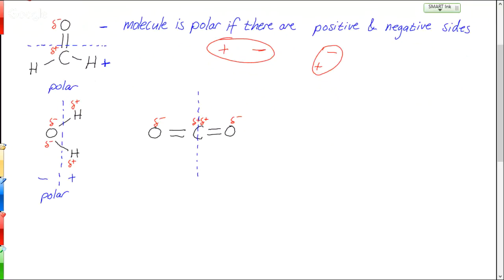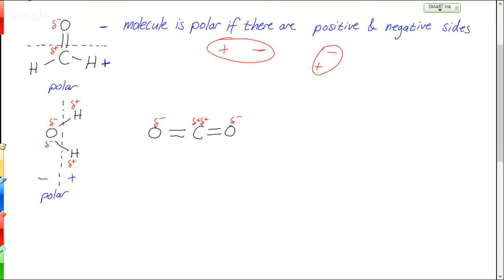Yeah, but there's an oxygen on each side. So if we're looking at the overall molecule, there's a problem here. Yeah, so they kind of cancel each other out, because you can't really find a positive and a negative side here. You see that? It's like the outside is negative and the inside is positive.